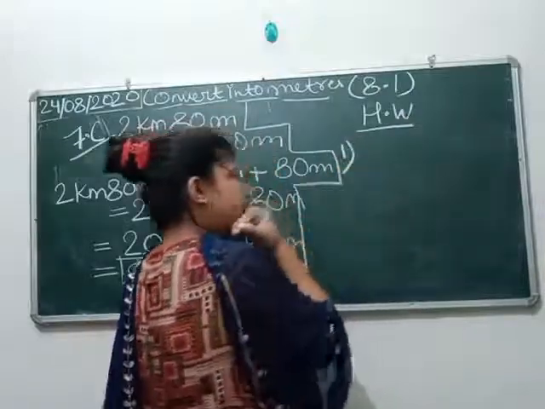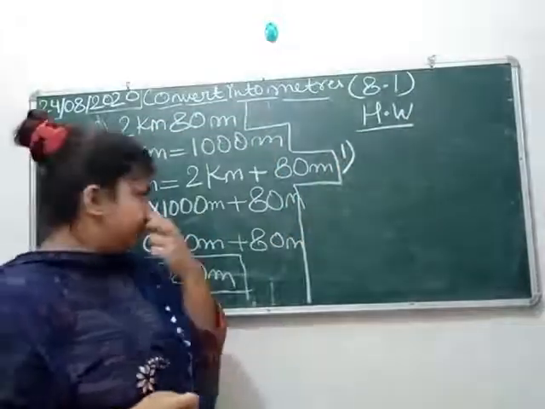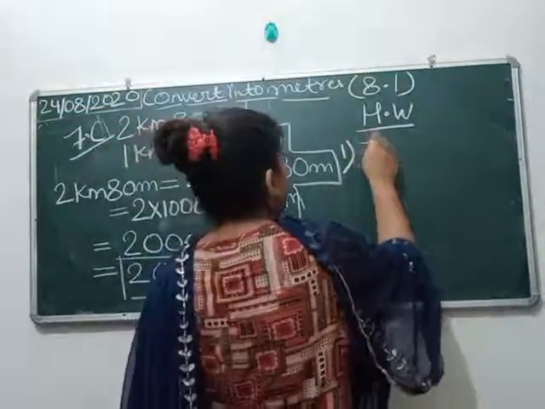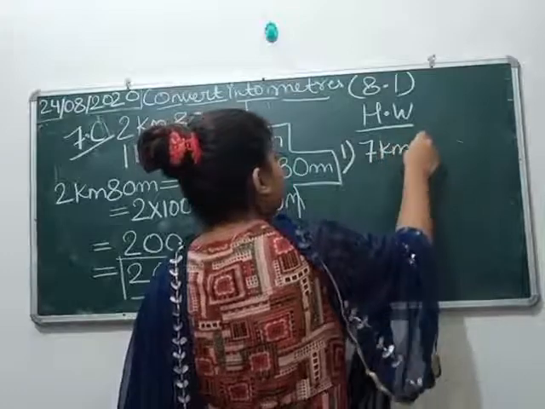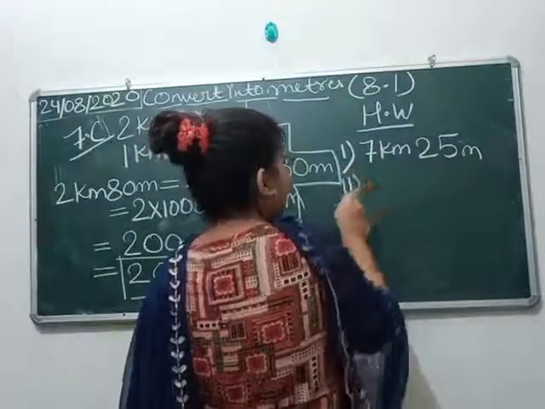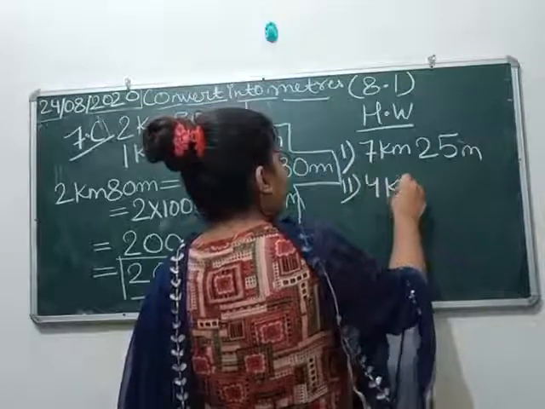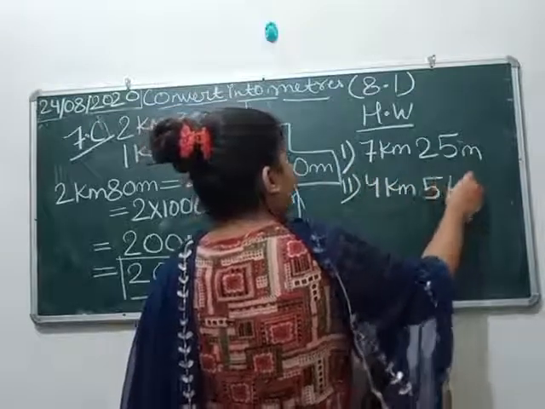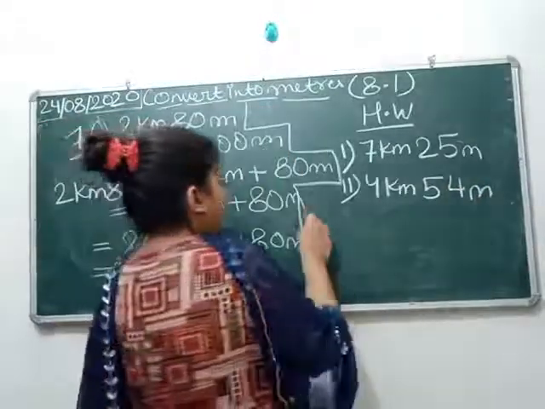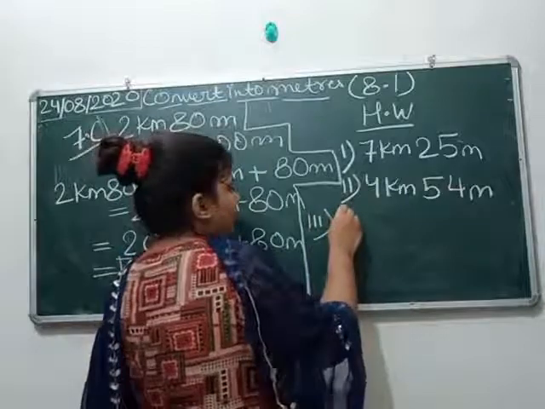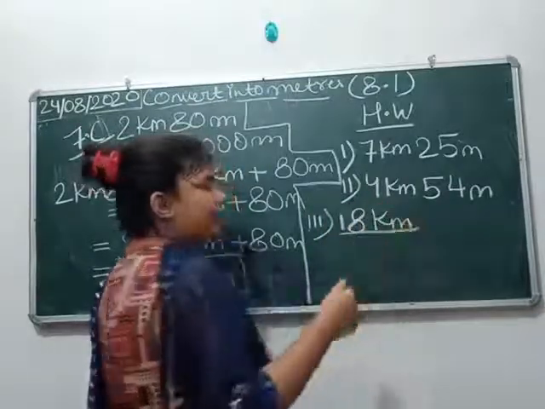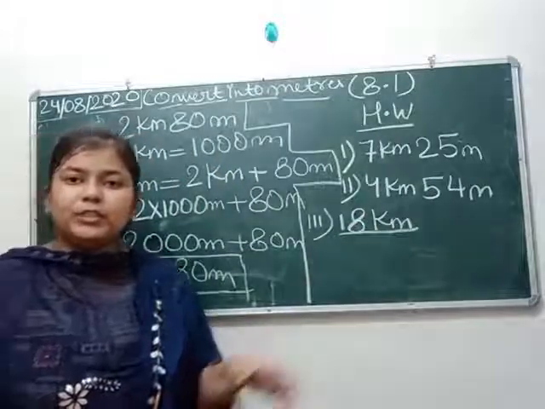First question, what you have to do, you have to convert into meter. First question is 7 kilometer 25 meters. Now next question is 4 kilometer 54 meter. Okay, and now the third question is 18 kilometer. You just have to solve this question.